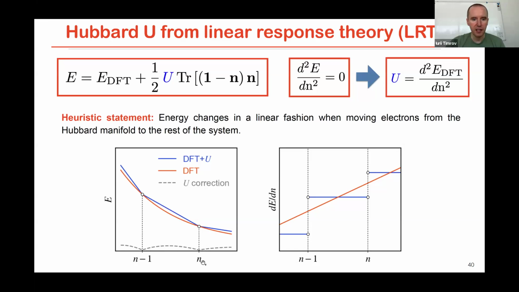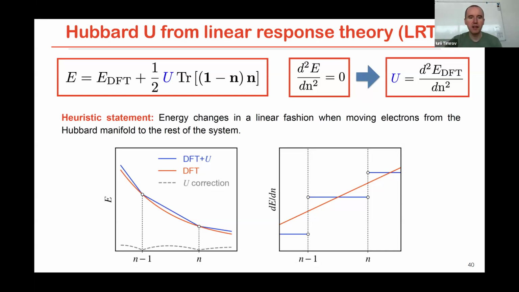And interestingly, at integer numbers of electrons, n and n minus 1, the Hubbard U correction is 0, because as we discussed previously, when x is 0 or 1, there is no Hubbard correction. So the Hubbard corrective energy is 0. So we have correction only between integer numbers. So what we are doing here, we are removing the curvature, this parabolic-like curvature.